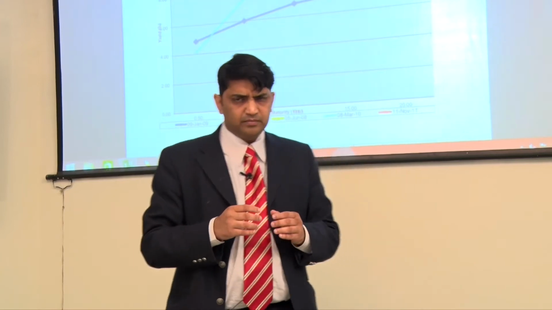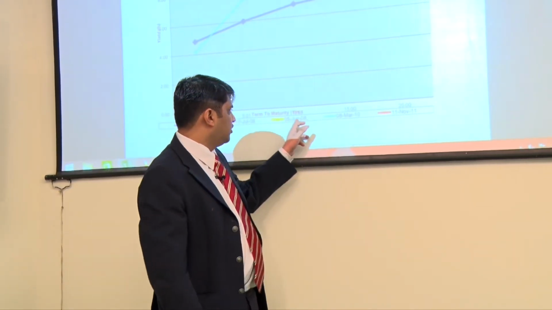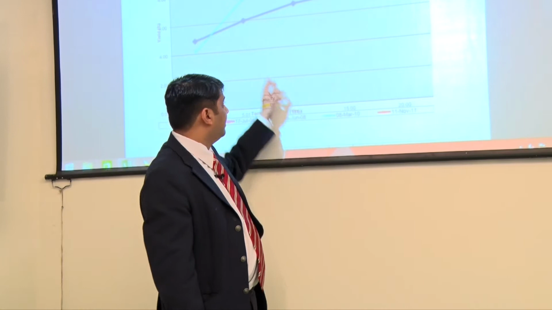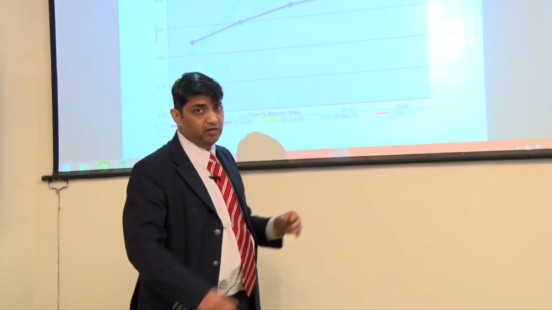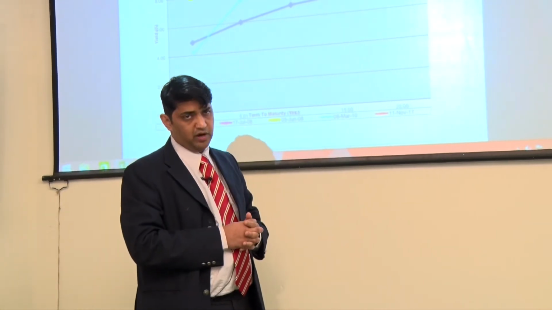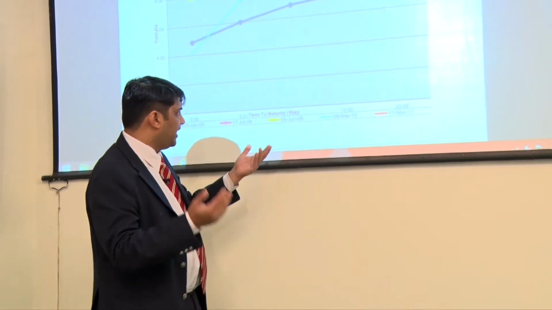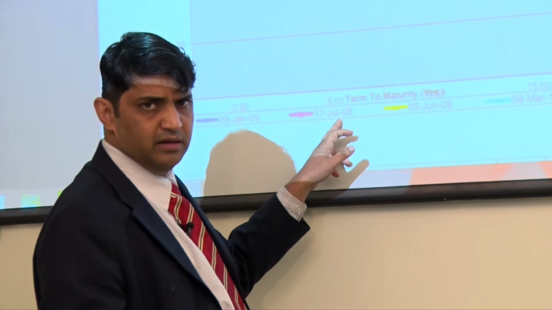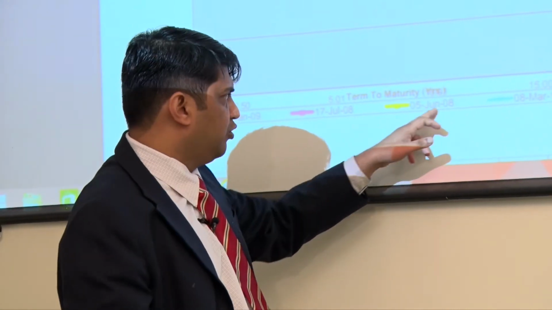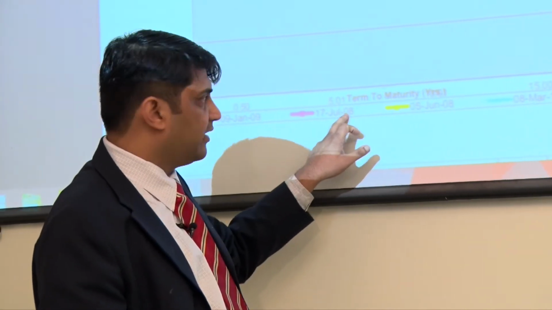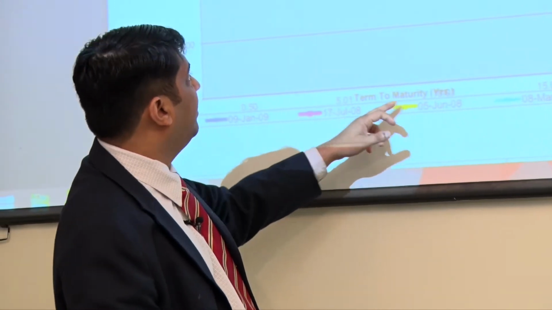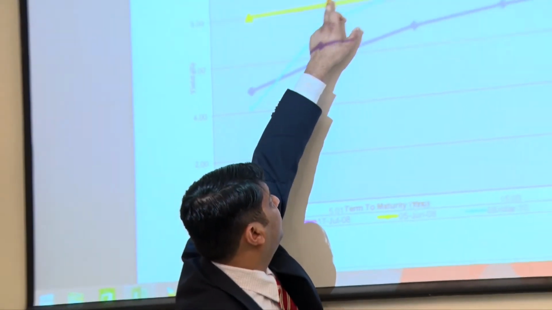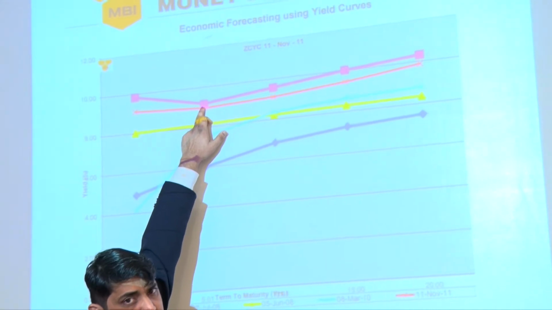So therefore, this is what was seen in June 2008. The economy probably was heading into a sort of a slowdown. Now what happened after that? 17th July 2008, just 1 month after that, June 2008 and July 2008, just in a period of 1 month, the yellow line becomes the pink line.